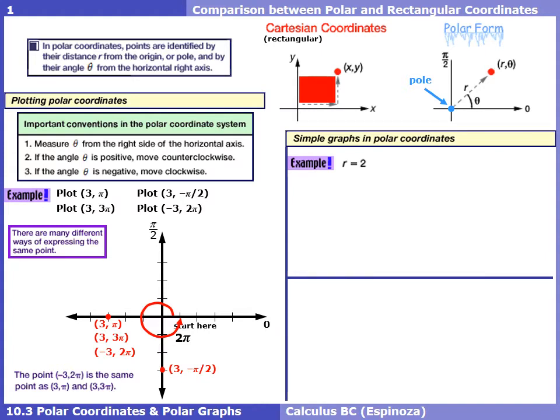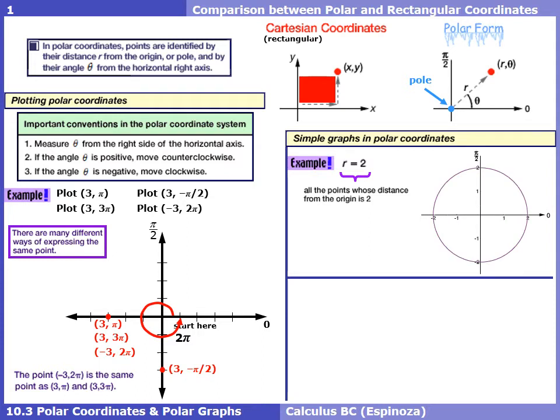Well, if we were to graph r equals 2, that would be all the points whose distance from the origin is 2. And of course, all the points whose distance from the origin is 2 would be just a circle of radius 2. So in polar coordinates, the equation r equals some number results in a circle centered at the pole with a radius of that number.